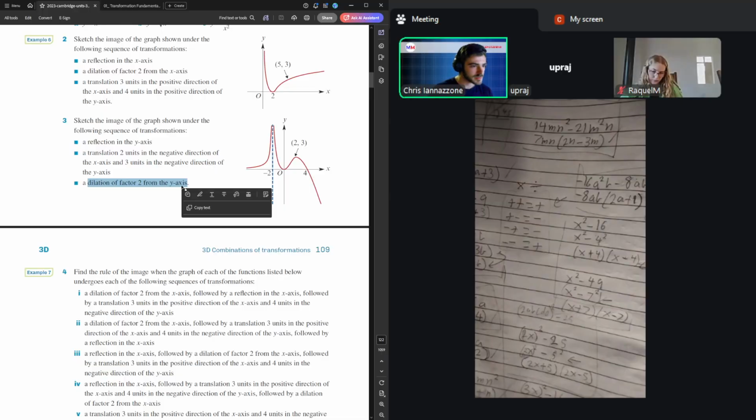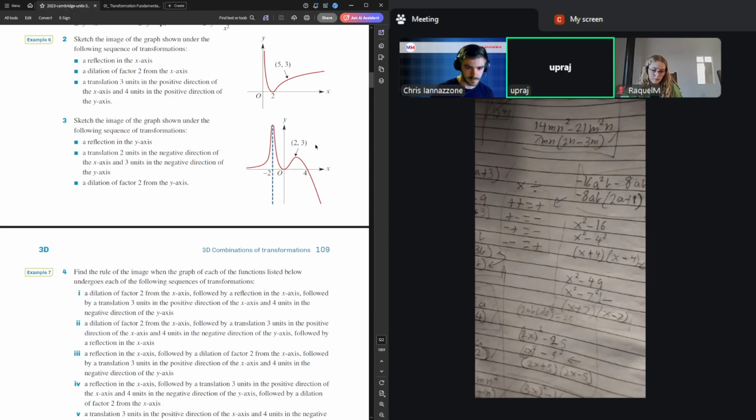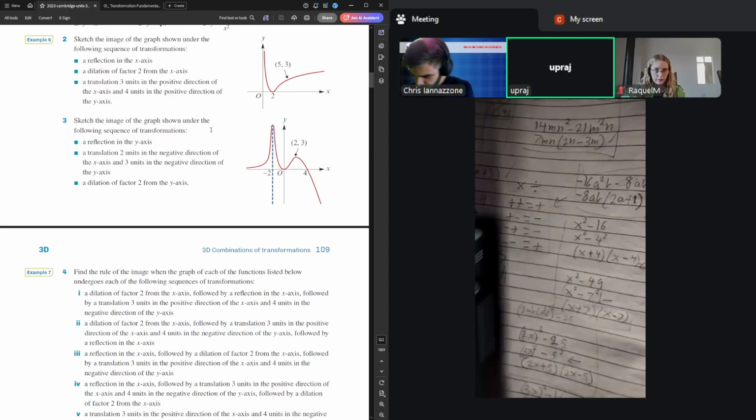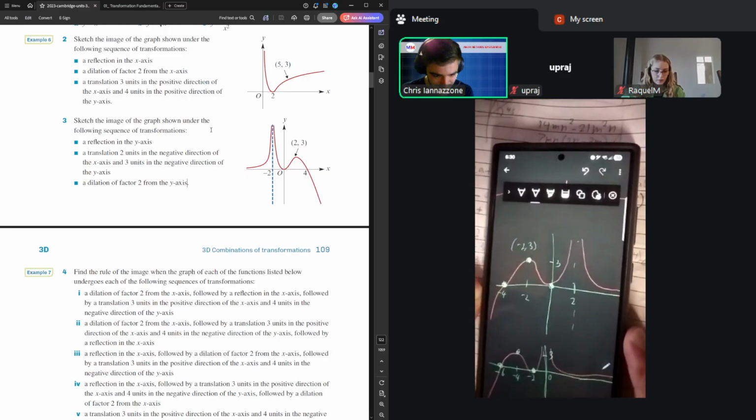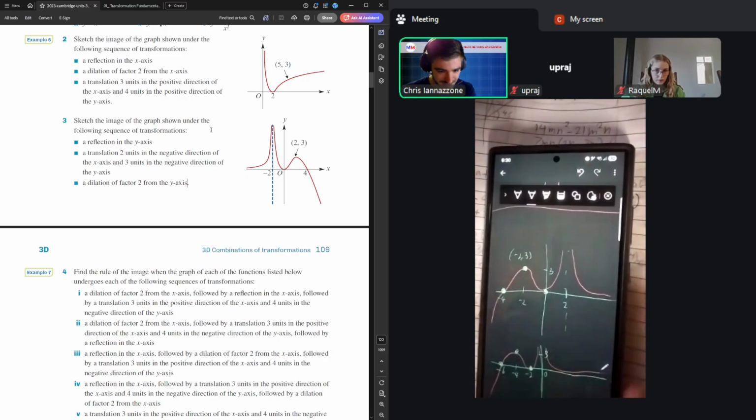There's only one thing left to do: dilate by a factor of 2. I just want to check if my graph is okay. So obviously the reflection in the y-axis just reflects it, I don't know how to explain. That's why it's going to show the picture above at the end, but I've got my version of that here.